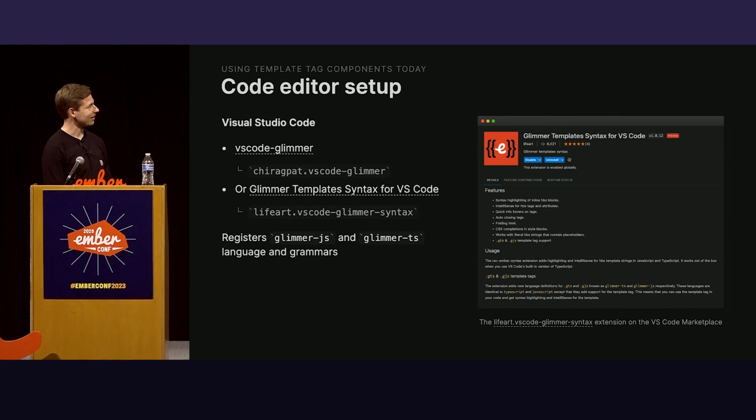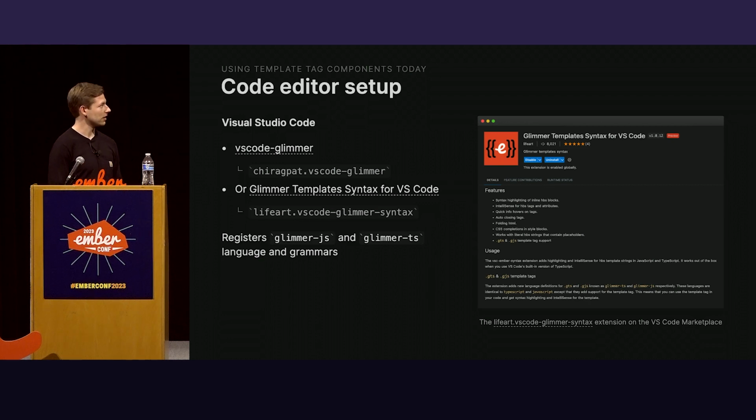So what about local development? Because, as I've said, it's a new language, a new file extension. Your editor doesn't handle it out of the box. So for Visual Studio Code, there are actually 2 plugins available. The first one, VS Code Glimmer, is the one that's linked in the repository of template tag components. And it's just a very basic setup to get syntax highlighting, basically.